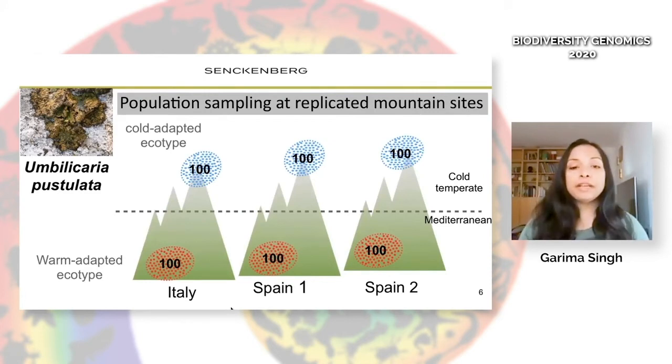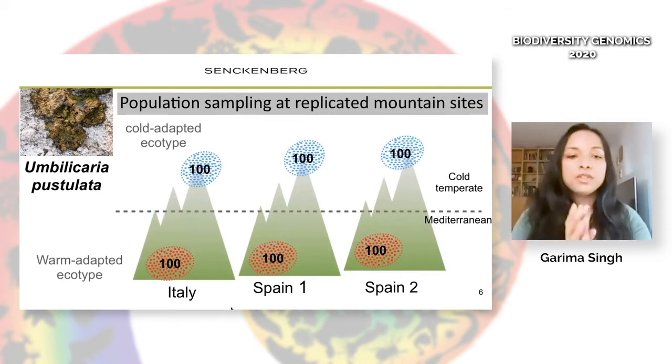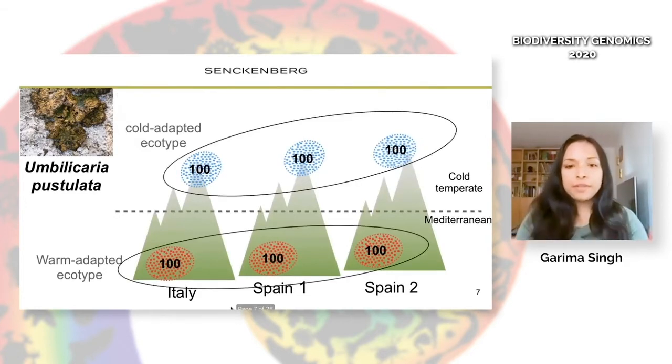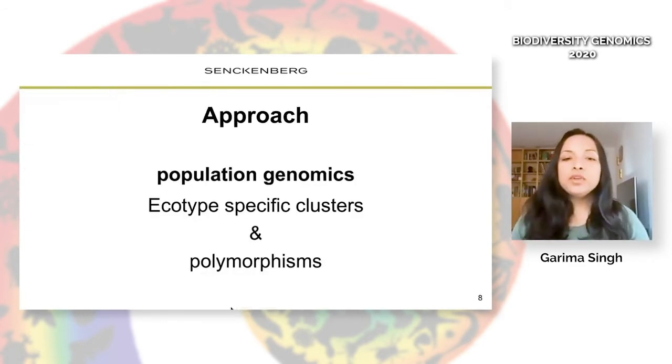For this study, we chose 3 replicate gradients or 3 mountains, 1 in Italy, 2 in Spain. We collected 100 samples each from the top and from the cold temperate and Mediterranean region, so that overall we had 300 representatives of the cold adapted ecotype and 300 of the warm adapted ecotype respectively. We then used a population genomics approach to identify ecotype-specific clusters and ecotype-specific polymorphisms.